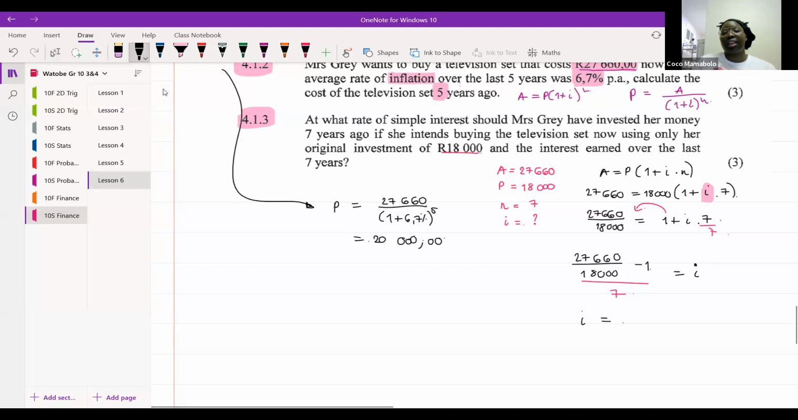Okay, Nico's got an answer, and I'm inclined to agree. The answer says 0.07666666 recurring. So it should give us 0.0767, or 7.67, correct. So I'm going to take this and multiply it by 100. Now the interest rate is indeed going to be 7.67%. Well done. All right.